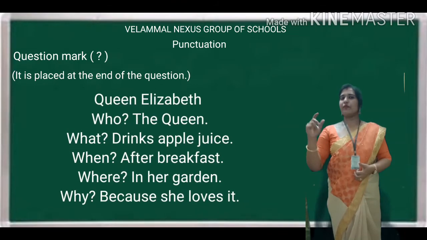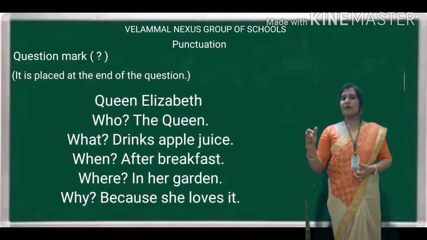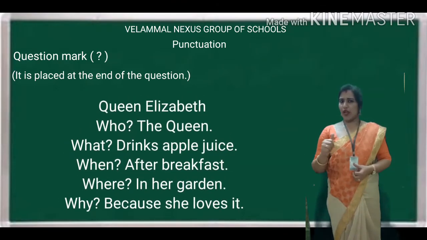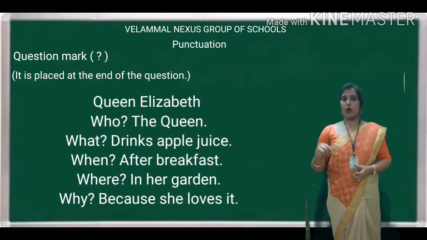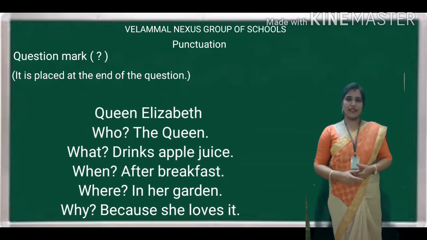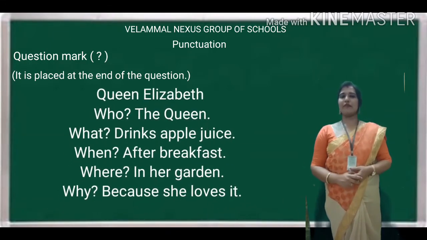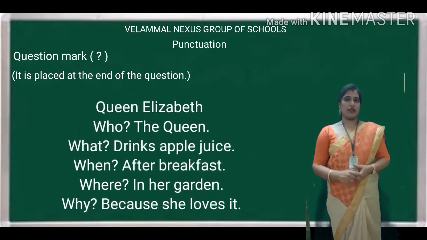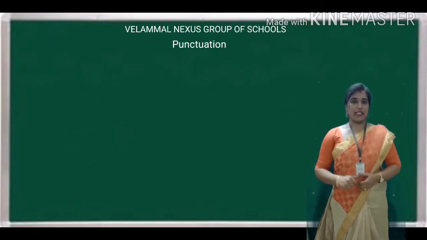Who? The Queen. What? Drinks apple juice. When? After breakfast. Where? In her garden. Why? Because she loves it. Okay, a small poem. Okay, this is for the WH question words. Now the last punctuation mark, the exclamation mark.